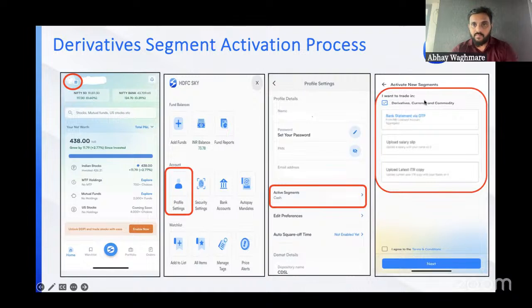It is a very simple step. If you have the app, once you log in, on the home screen, left hand side top, you will find a hamburger. You just simply click on the hamburger, go in the profile settings. You will find a screen here wherein it will mention active segments.